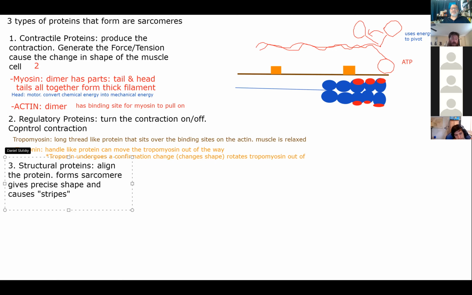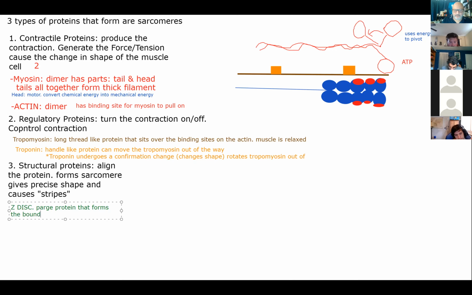Structural proteins are what give the shape to the sarcomere, give the shape to the myofibril, give us our precision, give us our stripes. The first of these, what colors haven't I used? I haven't used green yet. The first of these is an important protein called the Z disc. The Z disc is a large protein that forms the boundaries of the sarcomere. Right? They're kind of like the wall.